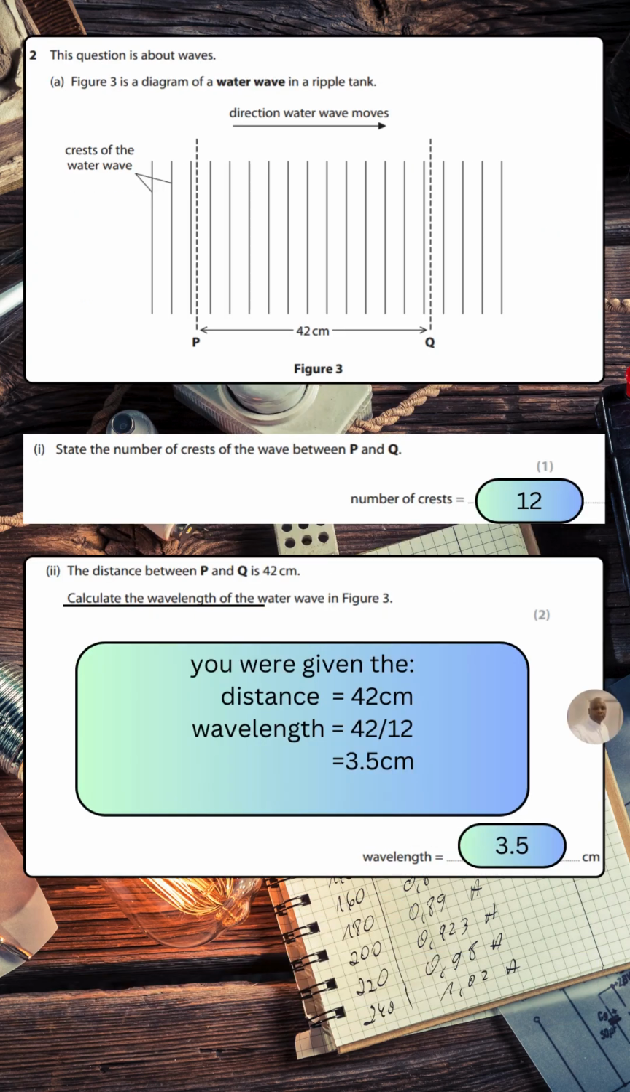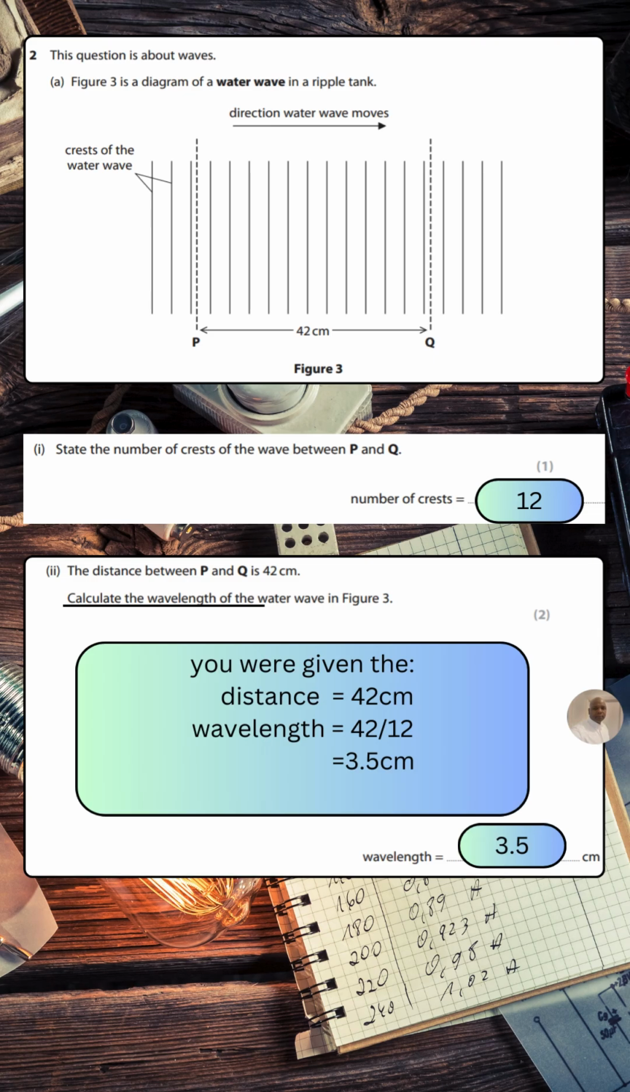So question 2 gives you a diagram of a water wave in a ripple tank. It provides you the direction the water wave moves, and it gives you some identification of what is a crest of the water wave. You are given some labels P and Q, and a distance between P and Q. The first part of the question says you must state the number of crests between P and Q. So all I need to do as a foundation student is to count how many crests are found between P and Q and put your answers on the screen as well.